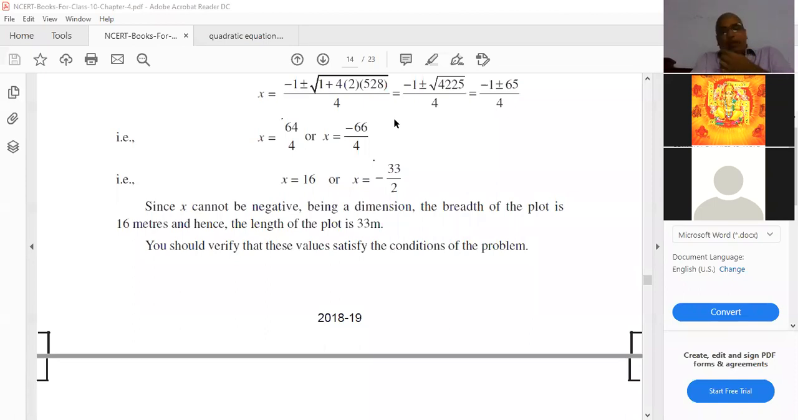Tell me the quadratic formula fast. Santosh, fast, tell the quadratic formula. Time is going to end. Minus b plus or minus root b square minus 4ac by 2a. If you split, you'll get two roots: minus b plus root b square minus 4ac by 2a, and minus b minus root b square minus 4ac by 2a. These are the two roots of the quadratic equation by the quadratic formula.